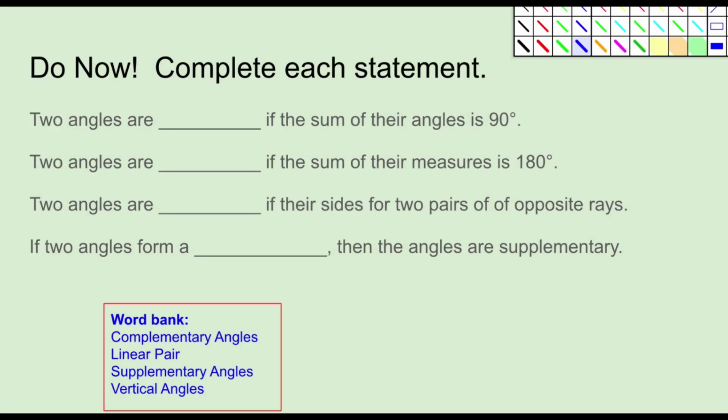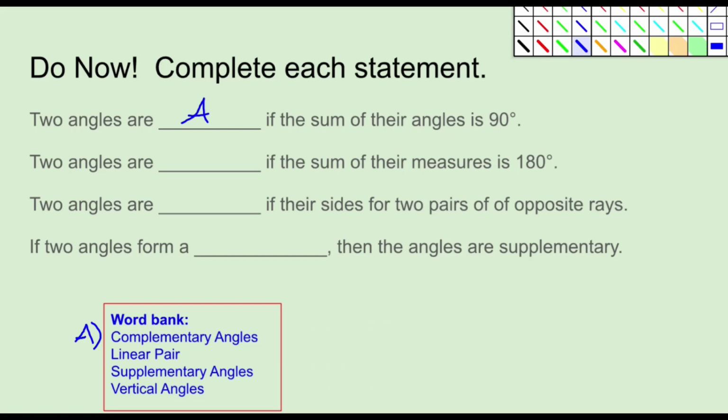Complete each statement. That's what we have to do. So we have a little word bank there at the bottom. So I'm just going to draw a couple arrows in here and match up what goes where. So the first one, actually I'll just write in A, complementary angles. Well, I know complementary angles are two angles that have a sum of 90. So actually the first one's A.